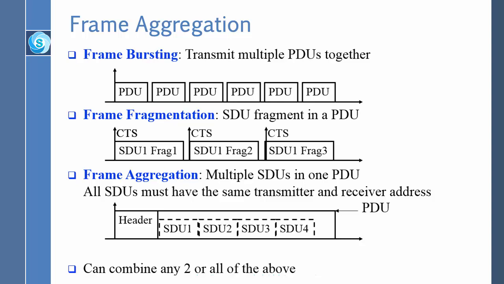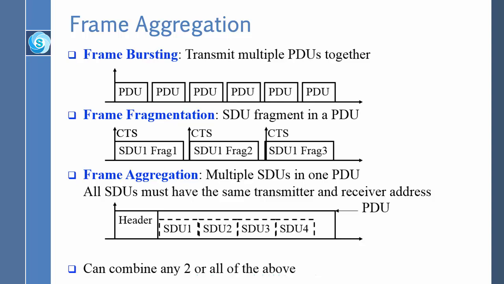That is aggregation. Okay. In that case, what will happen is all these SDUs will be put inside a MAC PDU. This is one PDU. And then the last line says can combine any two or all of the above. So you could have this one PDU, which is part of the same bursting, and there are multiple little SDUs in that one. And then the next one is a fragment, and next one is a fragment, and that becomes one SDU, and so on. So you could combine fragmentation, aggregation, and bursting together. But there are three different things.